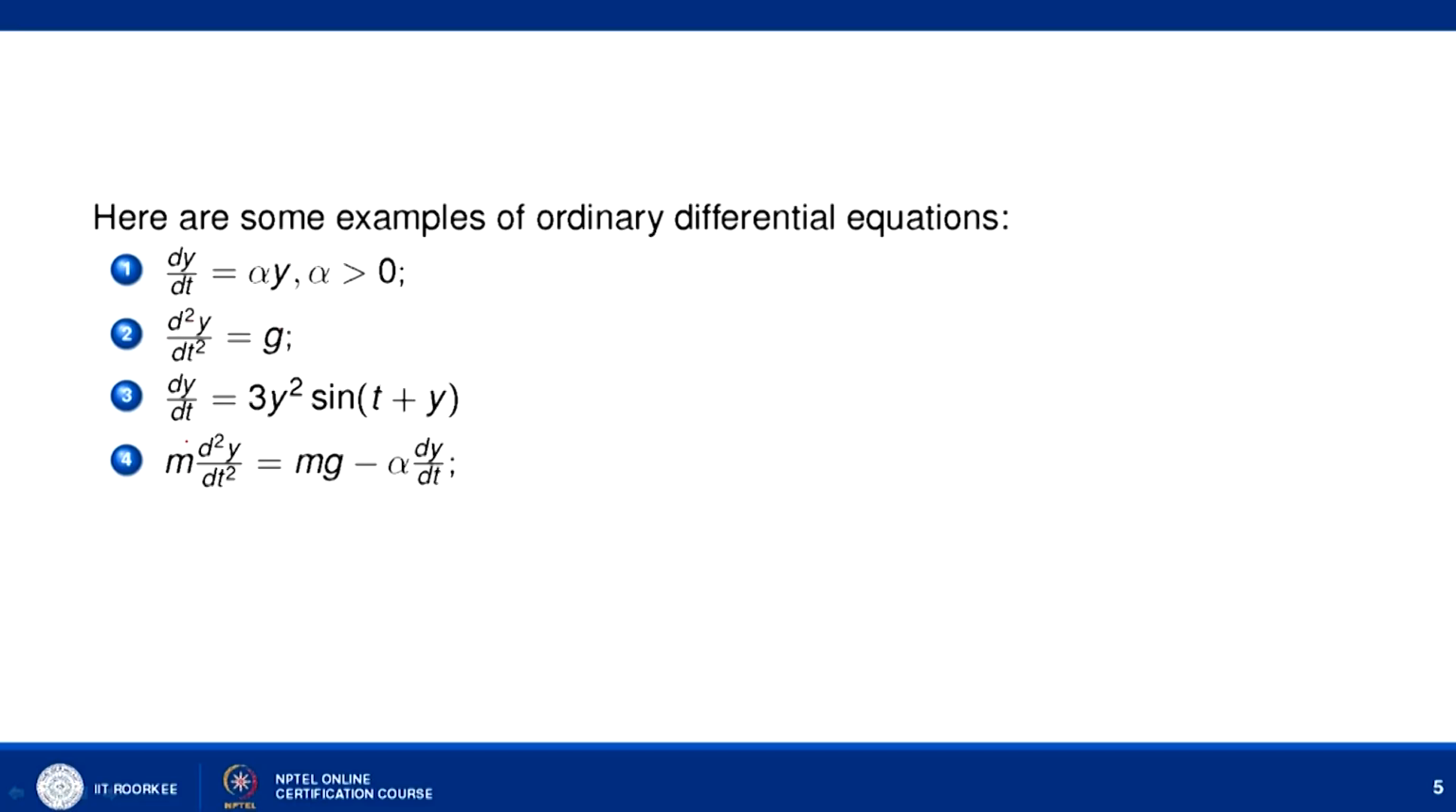Similarly, equation number 3 is a differential equation of order 1, and in 4 we have two derivative terms. The first one is dy by dt and the other one is d2y by dt square. This is first order and this is second order. So the highest order is 2, and we can say that this differential equation is of second order.